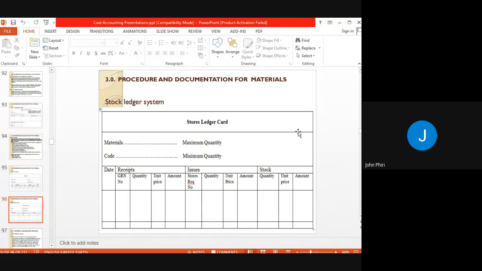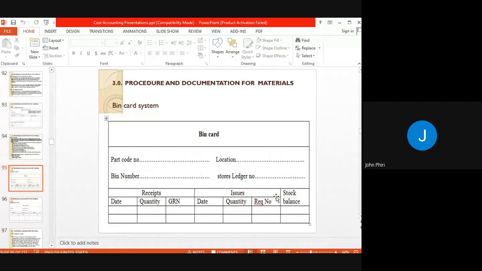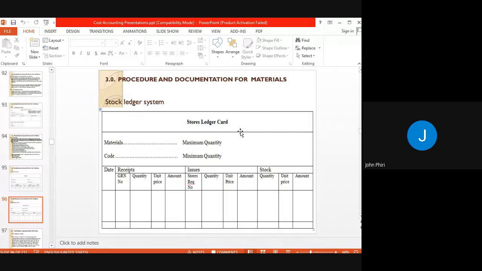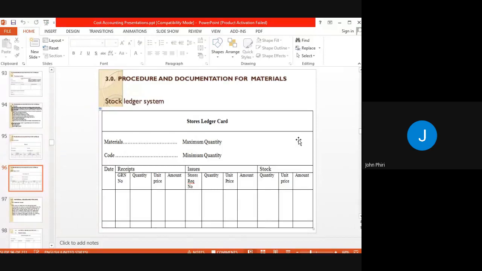Did you notice that in the bin card there's no amount or price given? But here in the store's ledger, you're going to have your unit price and amount. The rest of the other things can remain the same, except here where it's stock now, balance. You remember we talked about the balance? Here, again, you have quantity and unit price, and then the amount itself. Okay. So, any question on the two documents? Sir, on the store ledger card, you said to get the amount, you multiply the quantity and the unit price. Yes. All right, sir. That will give you the amount.